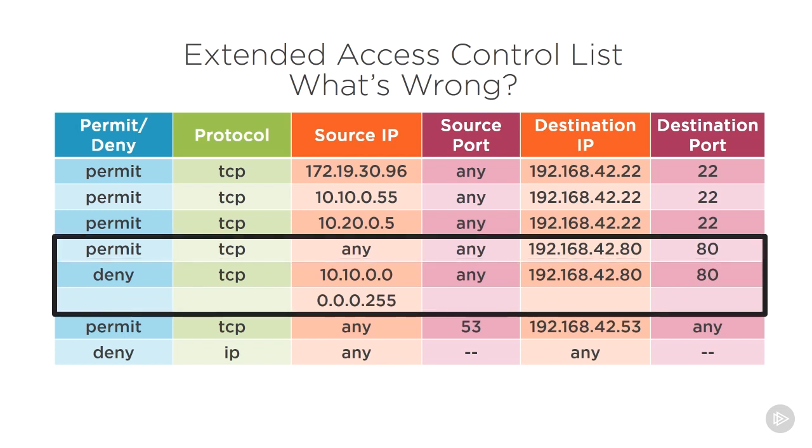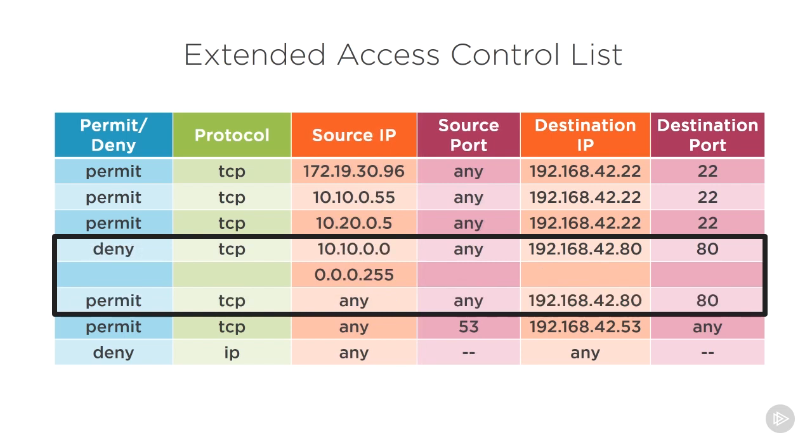So what we need to do is reverse those two rules. We need to put the deny statement first and the permit statement second. So when we flip those two rules around, now we get what management wanted: deny 10.10.0.0/24 to our web server and then allow all other traffic. So we really need that deny statement to exist before our permit statement for that particular scenario.